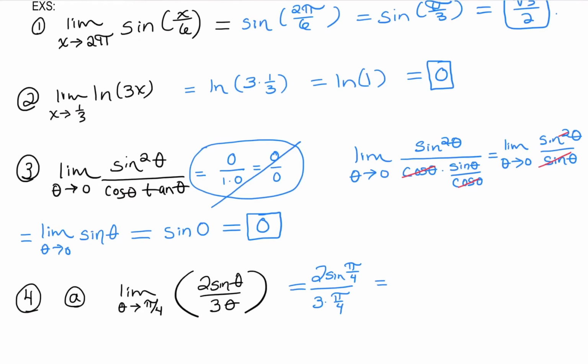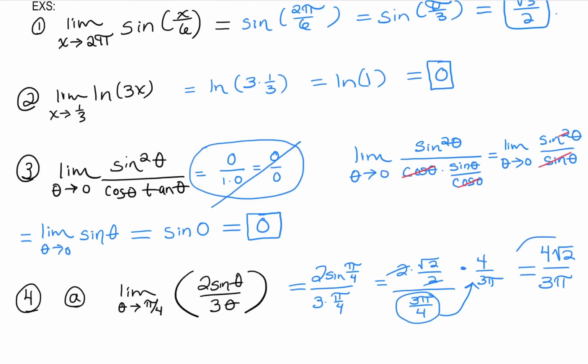And guess what? This is fine. Sine of pi over 4 is square root of 2 over 2. And then now I have divided by 3 pi over 4. Dividing by a fraction is multiplying by its reciprocal. And so it looks like our final answer here is going to be 4 times the square root of 2 over 3 pi.